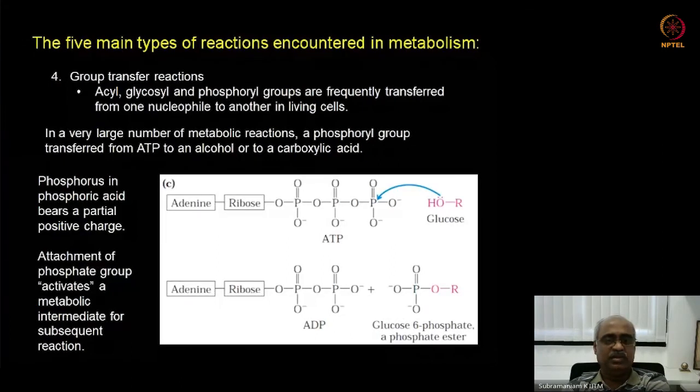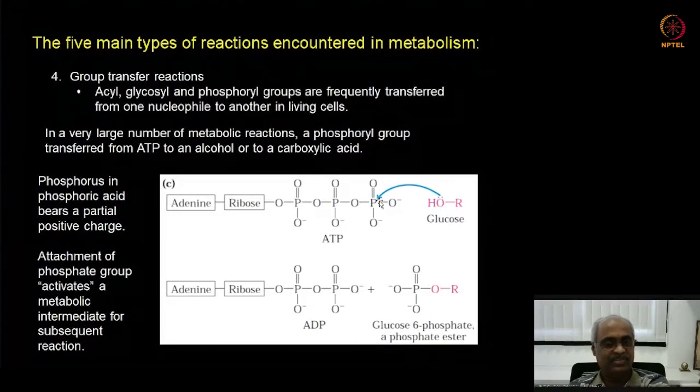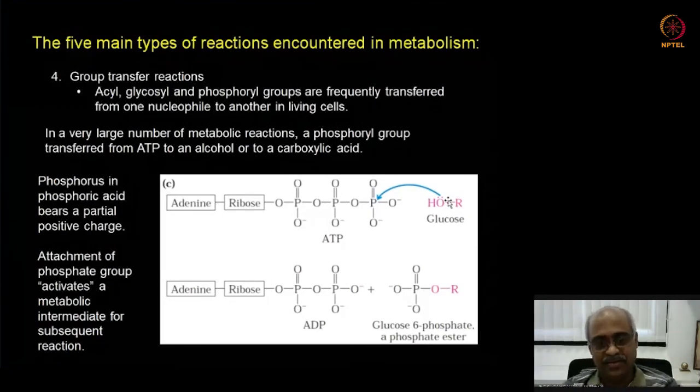So the other major group that we want to discuss is the phosphoryl group transfer. I just told you about UDP glucose, a similar thing. If you look at phosphoric acid, the phosphorus in phosphoric acid bears a partial positive charge, again because of electronegativity. Due to that partial positive charge, it can readily react with a molecule like the alcohol group in glucose, and that will lead to an ester linkage, acid alcohol.